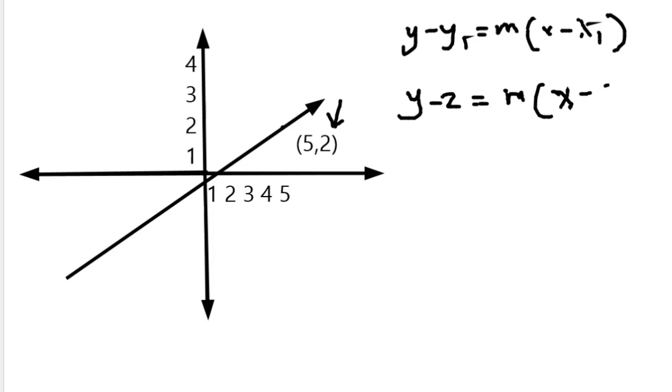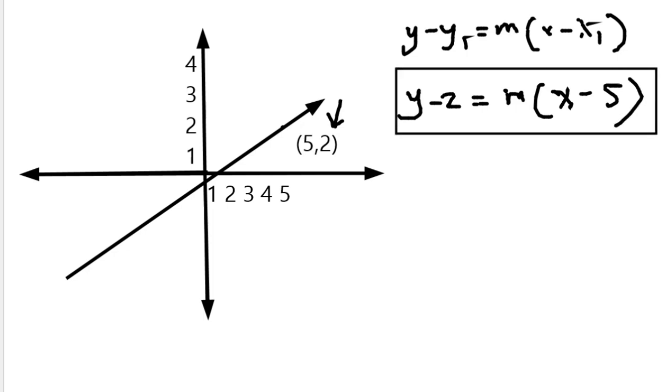As we can see here, it's easy to know the y sub 1 and x sub 1, and we can just plug them in. The only problem is that we can't find the slope. Okay, let's try more problems. Okay, let's try this one.